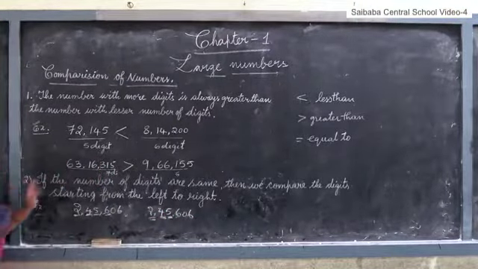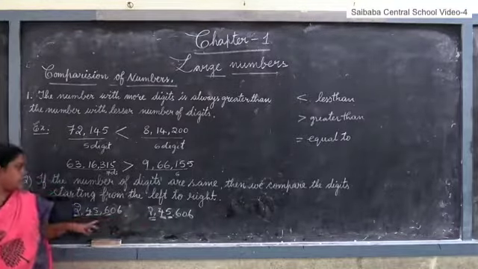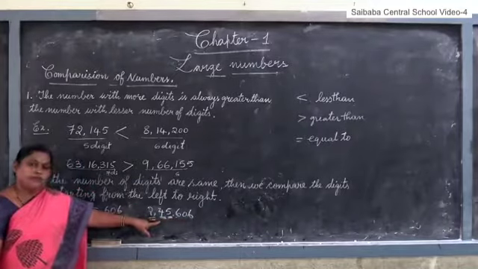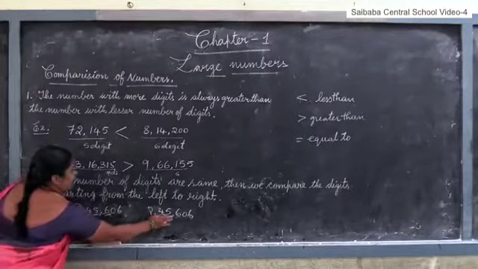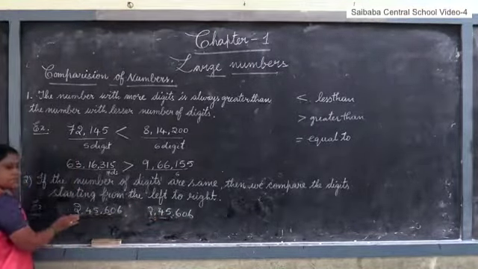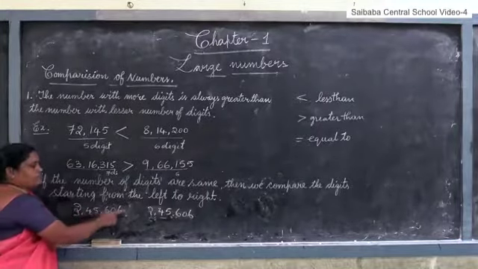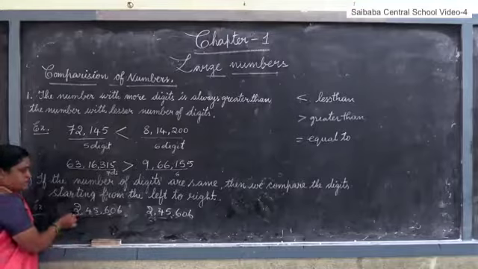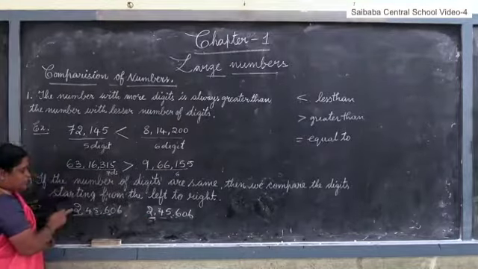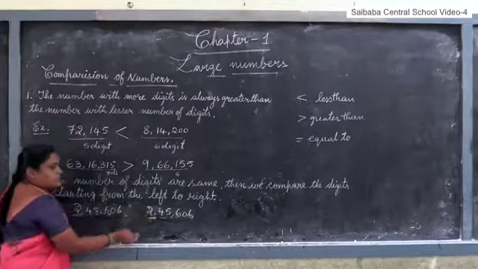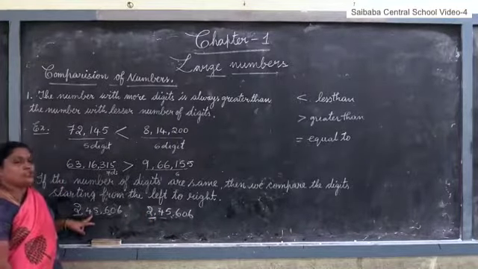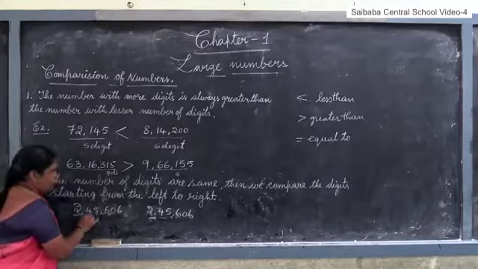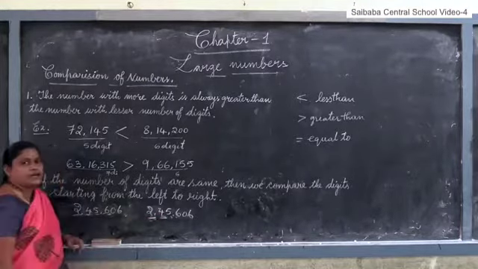Now check the number of digits. This number contains 6 digits. This number also contains 6 digits. Now if the numbers have the same number of digits, first check the last place. Compare the last place. 2 and 2. Last place is same. If the place is same, go to the next place. The next place is 10,000s. 4, 4. Both are same.